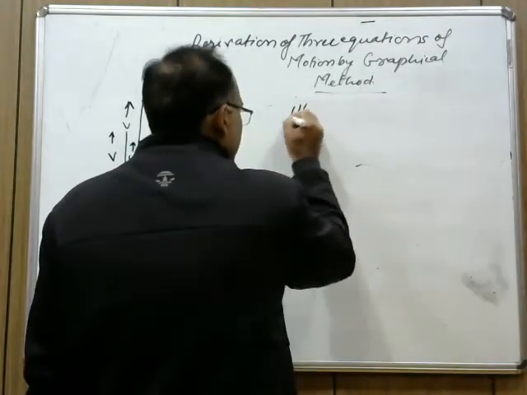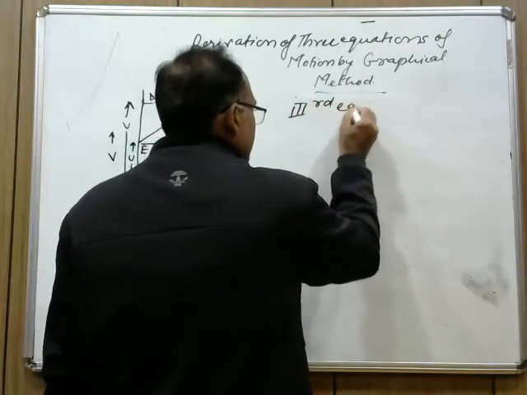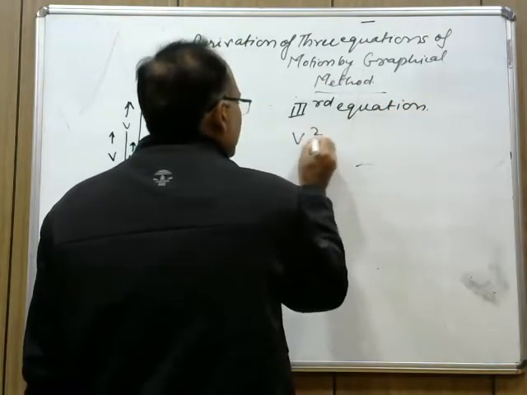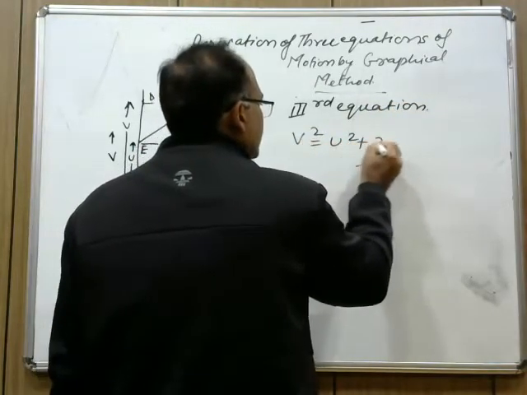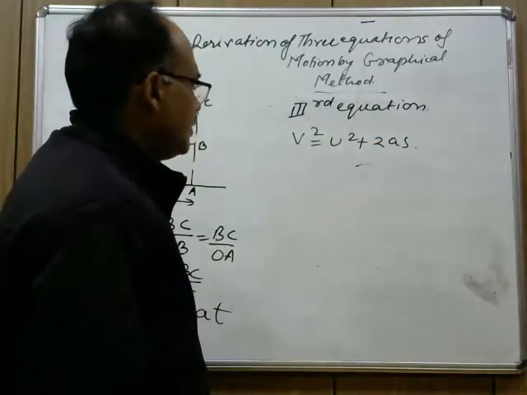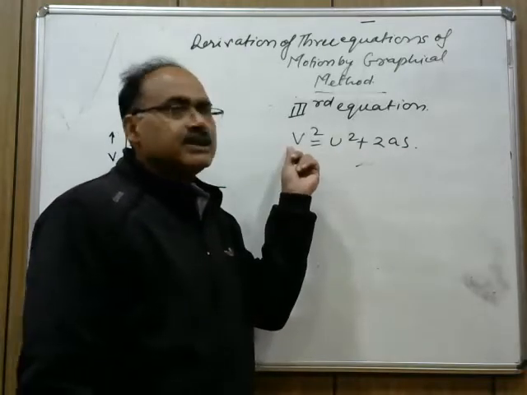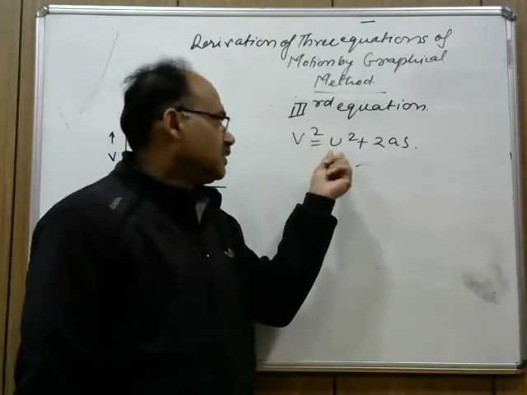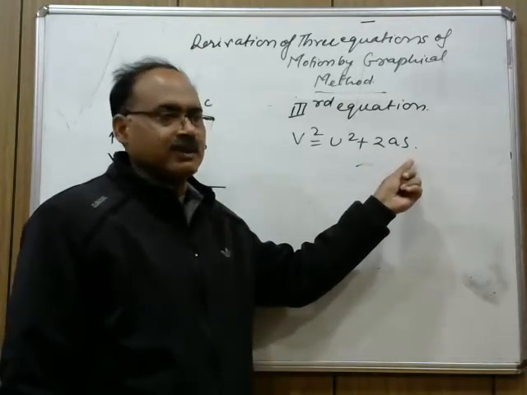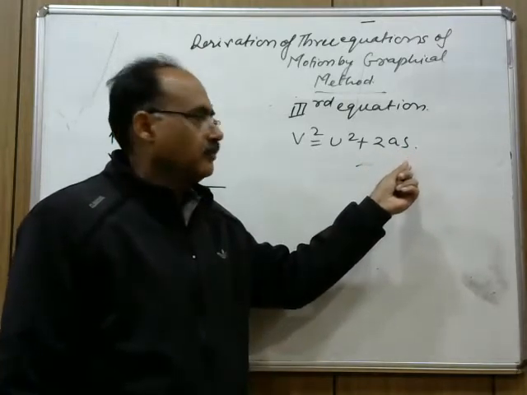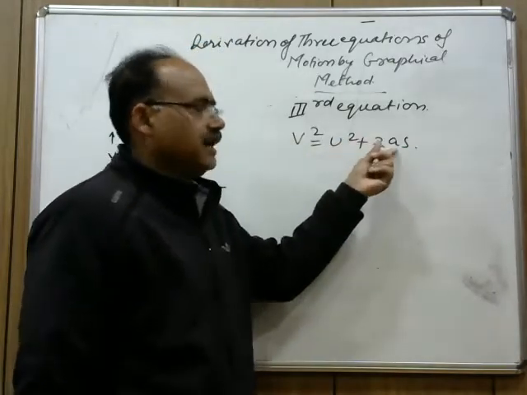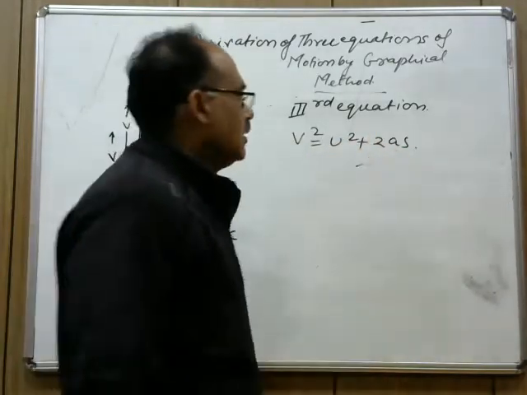Third equation of motion, and the third equation is V square is equal to U square plus 2AS, where V is final velocity, U is initial velocity, A is acceleration, and S is displacement.